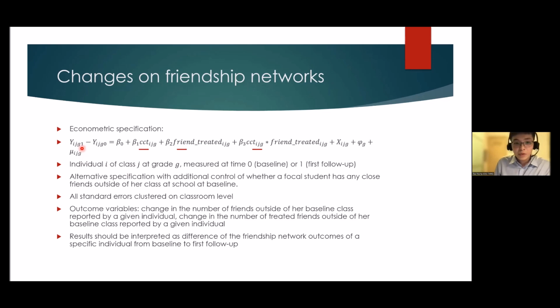For the outcome variables, I chose different outcome variables. I chose the number of friends, the change in the number of friends outside of one's baseline class, and the change in the number of treated friends outside of one's baseline class. So one point to note here is that the results should be interpreted as a difference of friendship networks of a specific individual from baseline to first follow-up instead of an average individual. So we're basically controlling for individual effects.